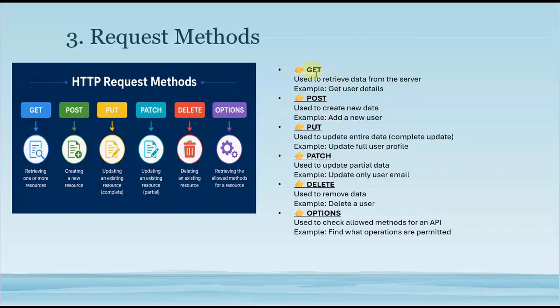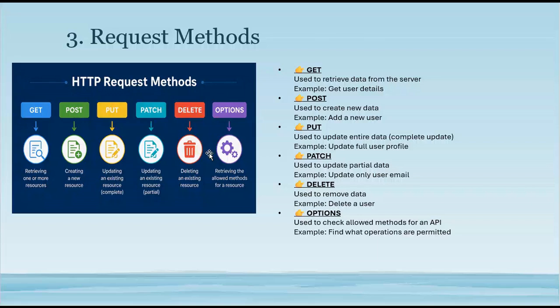These are the request methods we are using in APIs. Look at the picture. The GET method is used for retrieving one or more resources, and POST is used for creating a new resource. PUT is used for updating an existing resource, and it requires all fields, the complete set of fields.